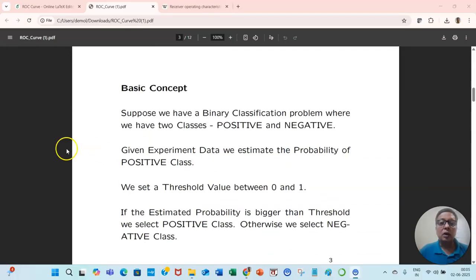The basic concept: suppose we have a binary classification problem where you have two classes, positive and negative. Given the experiment data or the survey, we estimate the probability of the positive class. We set a threshold value between 0 and 1. If the estimated probability is bigger than the threshold value, we predict the positive class, otherwise we predict the negative class. So that's binary prediction, or binary classification. Classify the output as being positive or negative.